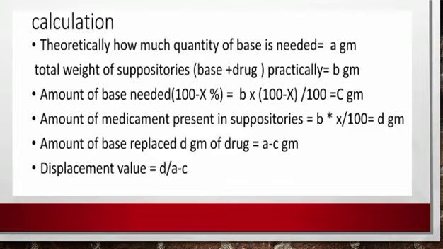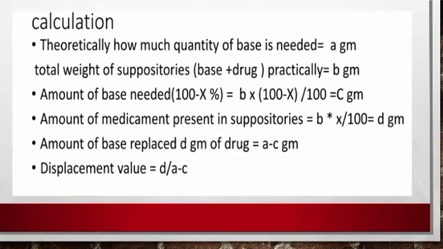Then the amount of medicament present in suppositories: we know that the total amount is the total weight of suppositories, which includes both the base and drug. So the amount of medicament present in the suppositories is equal to B into x divided by 100, which is equal to D gram. The amount of base replaced by the D gram of drug is A minus C. Theoretically we know how much base is needed, so A minus C will give the amount of base replaced.